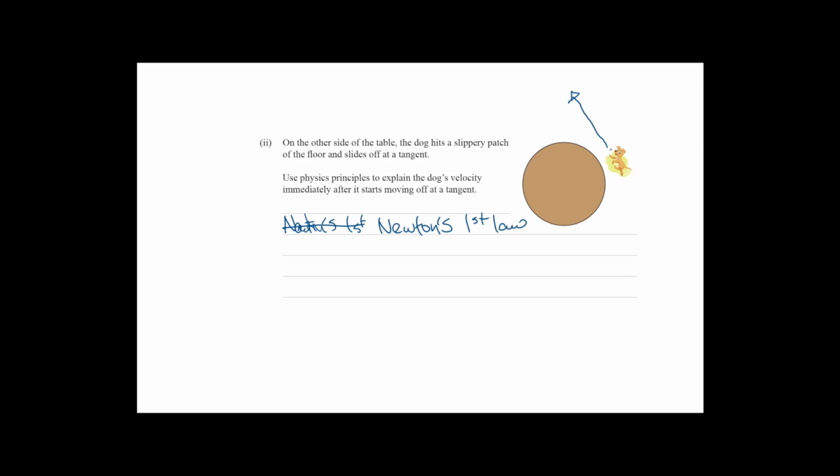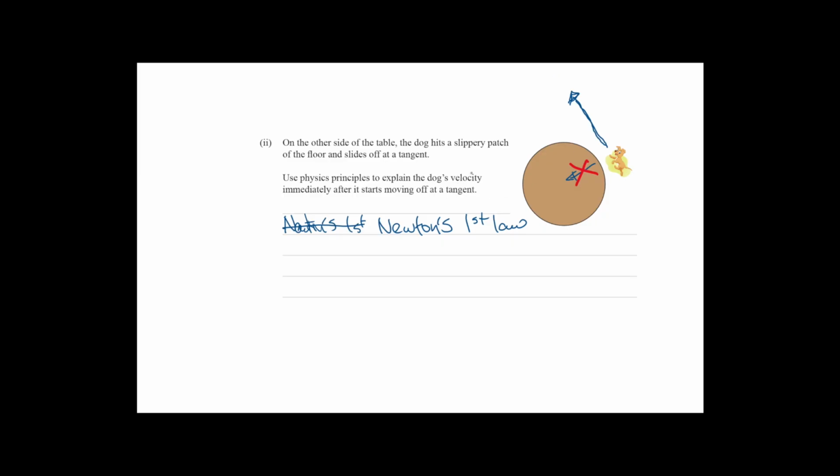Okay, there is no centripetal force anymore. So this force is gone now as soon as it hits that slippery patch, and there's nothing acting on the dog now. It's just going to go and slide there in a straight line. That's the long and short of it.